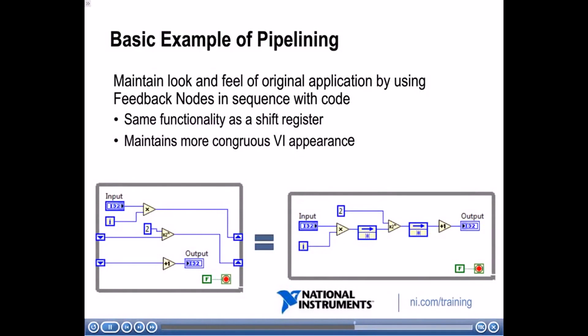Here we take a look at that same example of pipelining that we did in the previous slide, and instead of using shift registers, which makes the code kind of broken up and a little bit hard to read, we're going to replace those shift registers with feedback nodes. This is going to be the exact same functionality, but if you take a look at the code on the right, it's a little bit easier to read and easier to see the sequence of the calculations and algorithm here. A lot of times you'd want to use feedback nodes instead of shift registers just to make your code a little bit more readable.